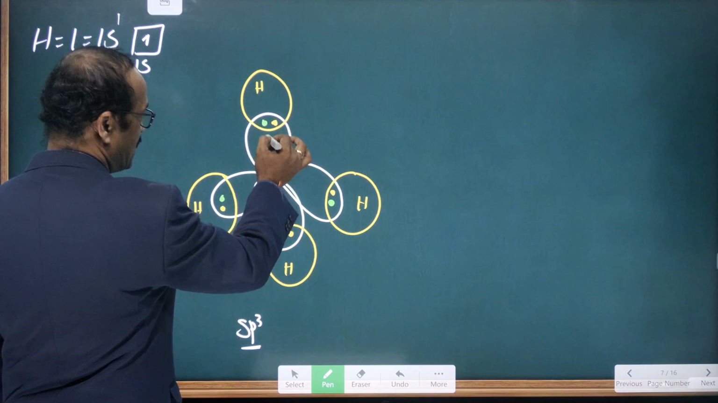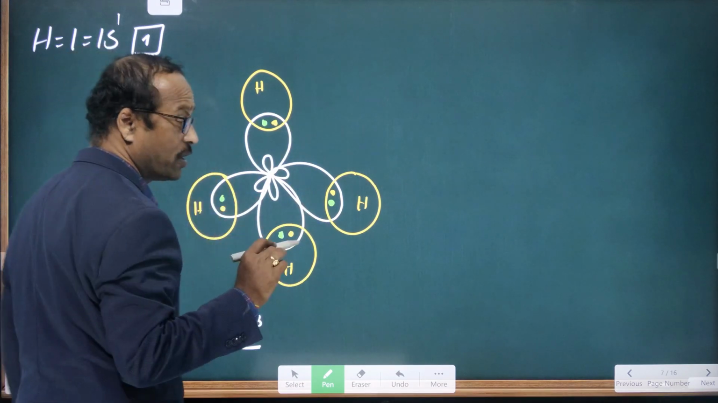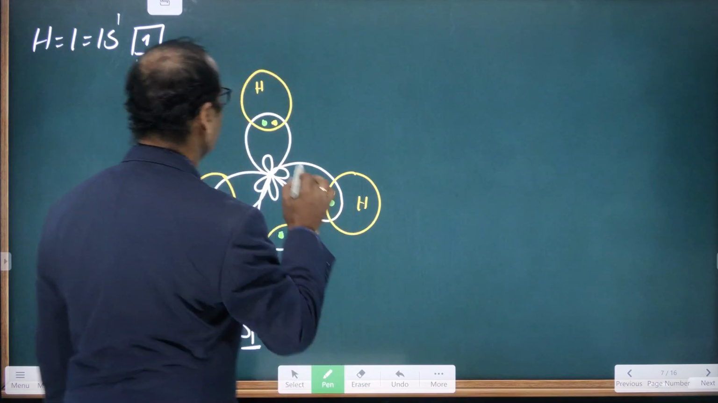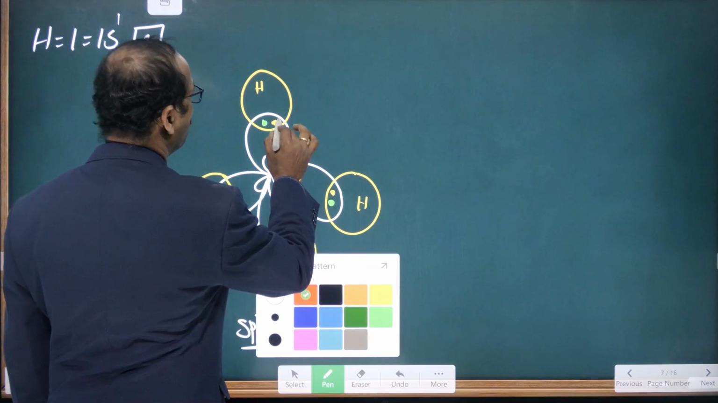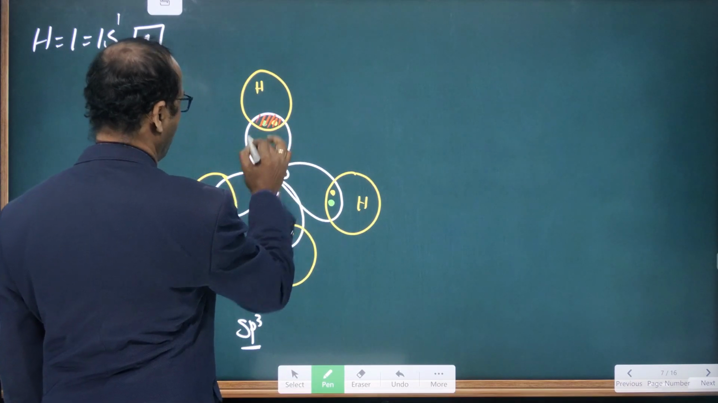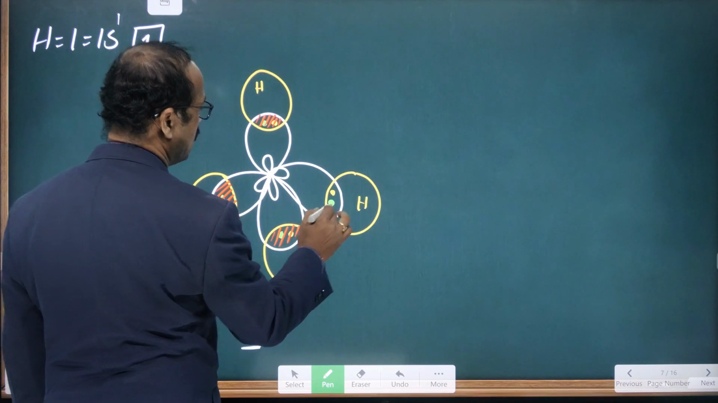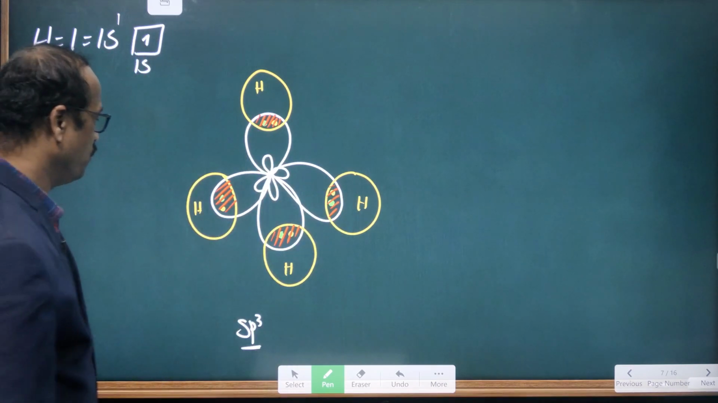So this is s orbital, p orbital, s orbital, p orbital, s orbital, p orbital, s orbital, p orbital. The s orbital can form only a sigma bond. So a sigma bond is formed here. Which bond is formed here? Sigma bond. Here also one sigma bond, here also one sigma bond, here also one sigma bond. That's all. This is the formation of a methane molecule.